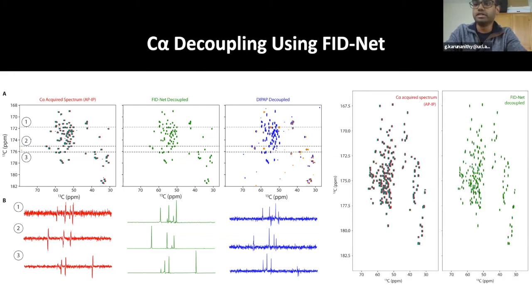And here on the right is another example with T4 lysozyme. We didn't run the DIPAP on that because it would take too long. But this is something that excites us a lot, this idea that you can rethink the experiment you're doing to suit the analysis mode, and you can come up with better results.